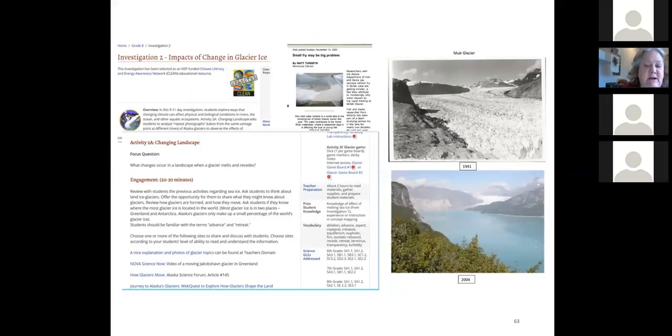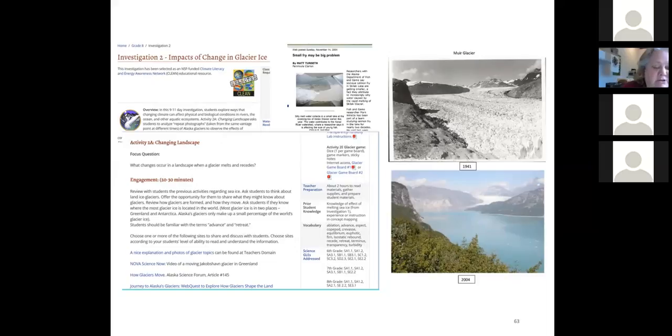You can see images that you can download that have 5 or 6 different Alaskan glaciers where they've taken a photo from years past, like the Muir Glacier here in 1941, and they've compared it to a recent glacier. And so your students can go through and they can look at the changes. They can compare and contrast what's been happening in that environment.